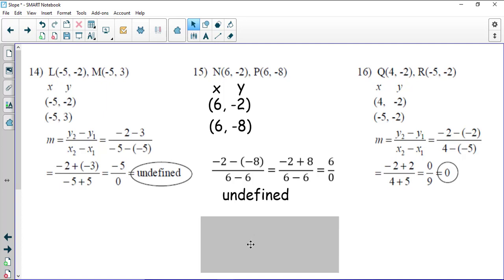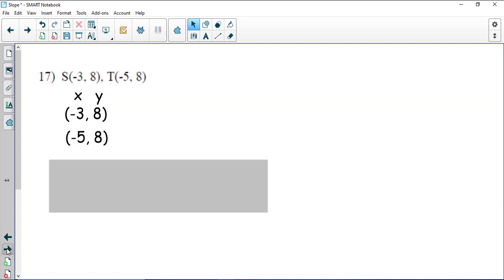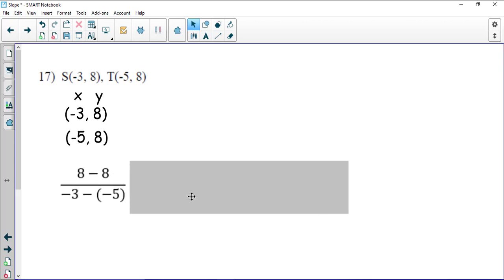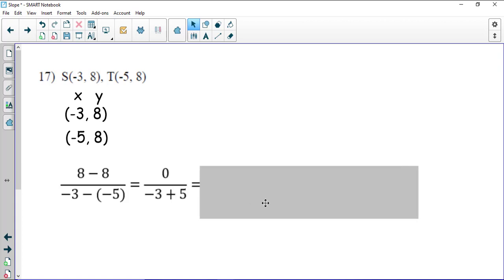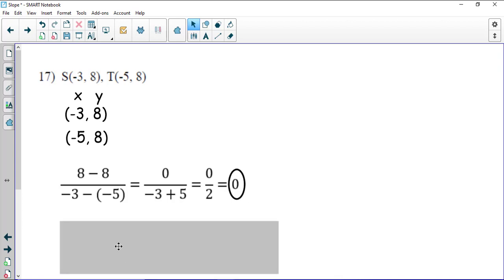So you can probably guess that number 16 and 17 are going to have slopes of 0. Because if I take -2 minus -2, I get 0 on the top. And if I take 4 minus -5 on the bottom, which is 4 plus 5, I get 9. 0 divided by anything is 0, so our slope is 0. Let's take a look at number 17. So our Y's are both 8. So we'll take 8 minus 8 on the top and -3 minus -5 on the bottom. That gets a 0 on the top and -3 plus 5 on the bottom, which is 2. No matter what that denominator is, we are going to end up getting a slope of 0. So that would be a horizontal line.